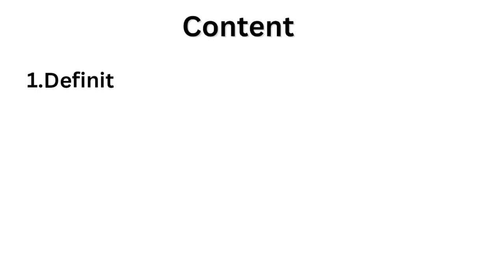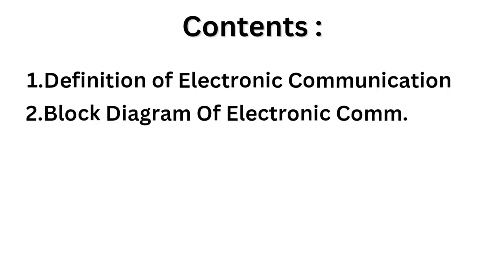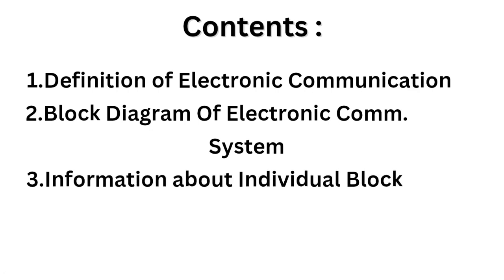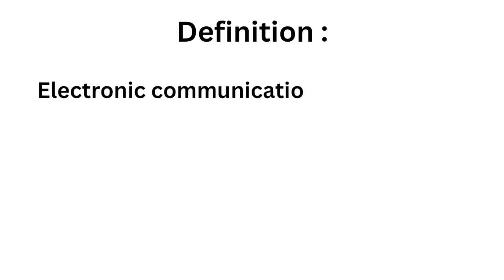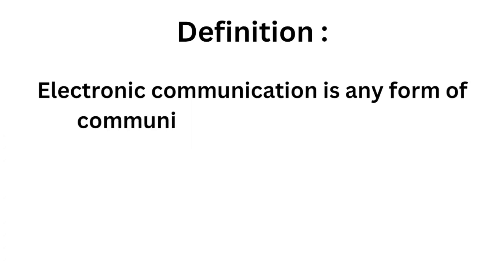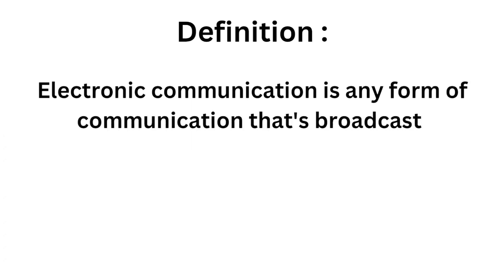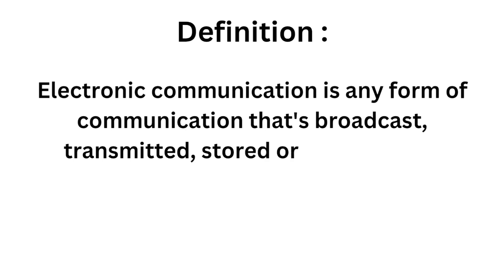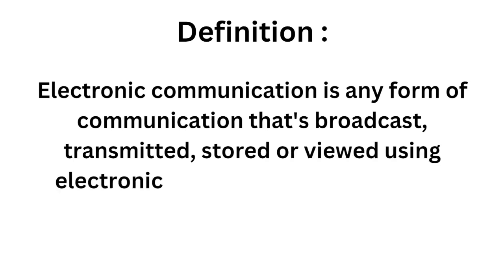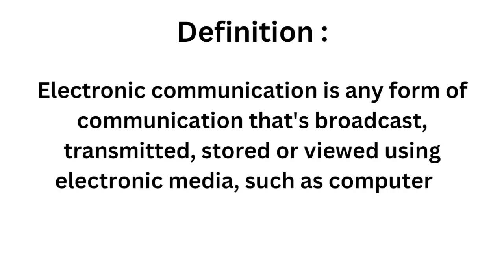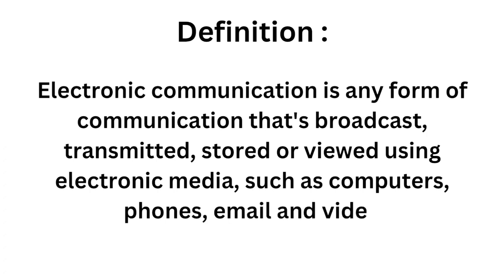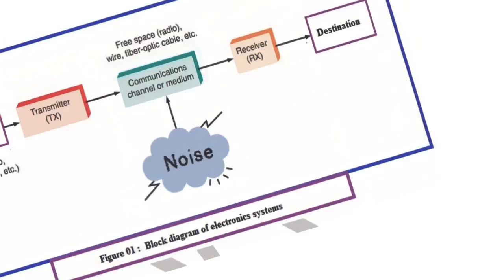In this video, we will discuss the following contents. First, definition of electronic communication. Second, block diagram of electronic communication system. Third, information about individual block. Definition: electronic communication is any form of communication that is broadcast, transmitted, stored, or viewed using electronic media such as computers, phones, email, and video.